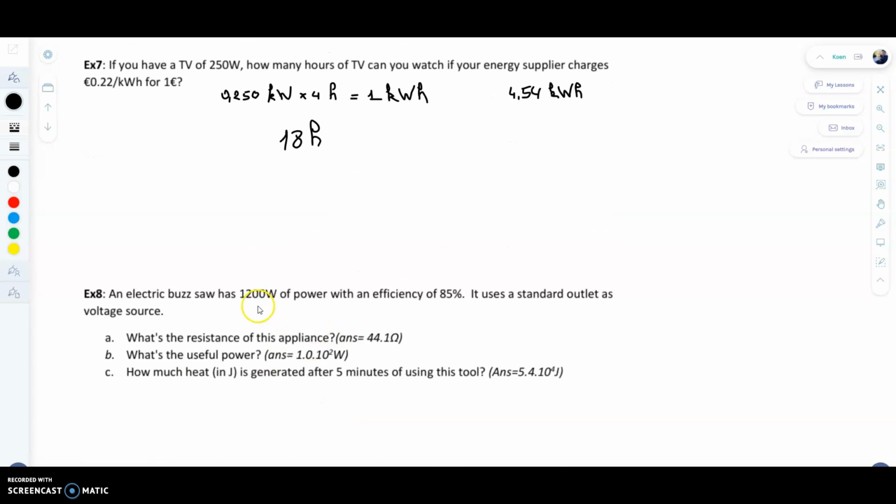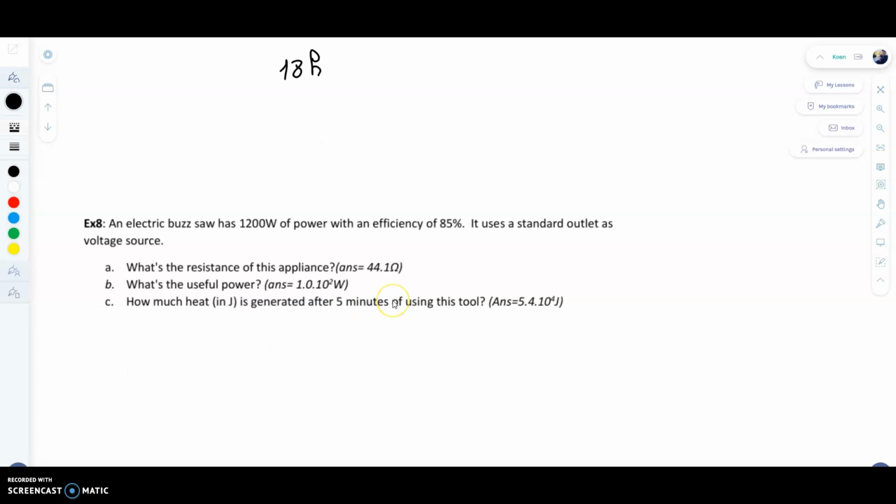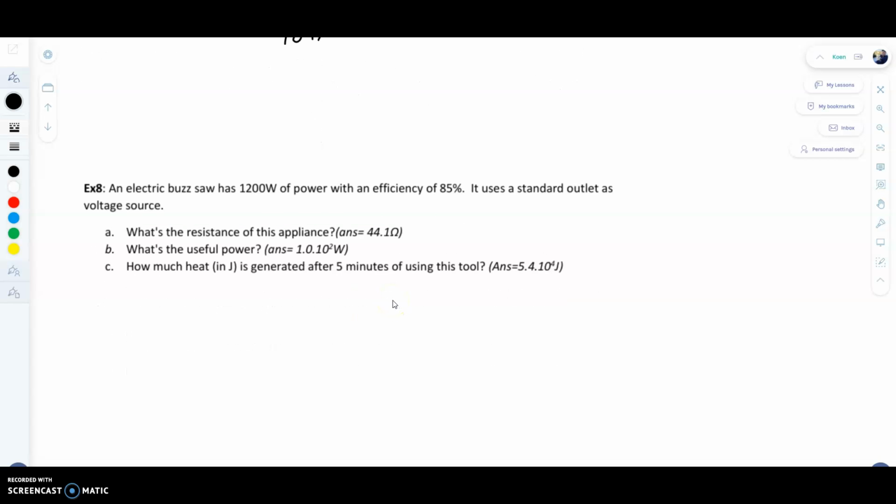Now, there's a few other questionnaires that I would like you to make. You will get a feedback video on those as well. And this one takes into account the efficiency we've previously mentioned. For instance, you have an electric buzzsaw which has 1200 watts of power and an efficiency of 85%, meaning 85% of your electrical energy is converted into kinetic energy for your buzzsaw. The rest, sadly, is heat.